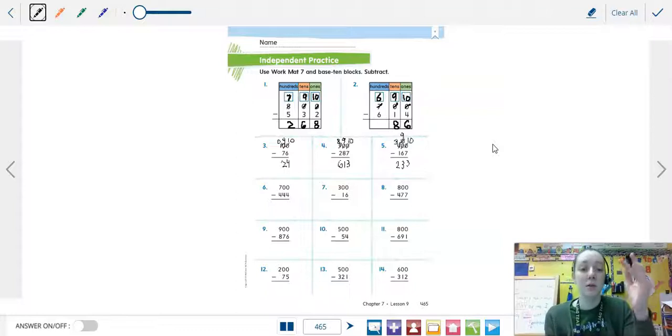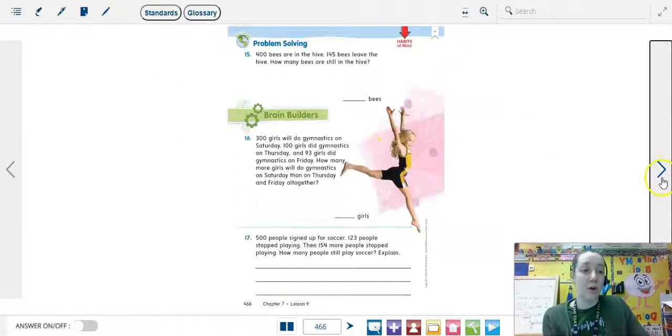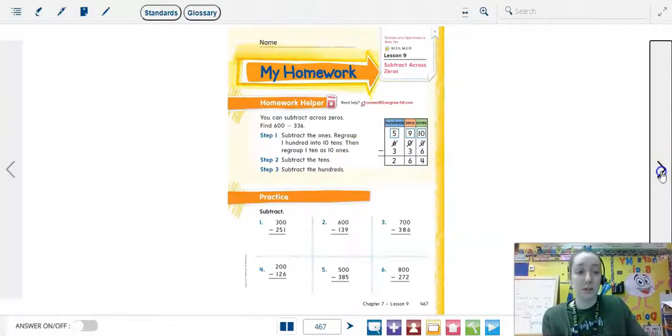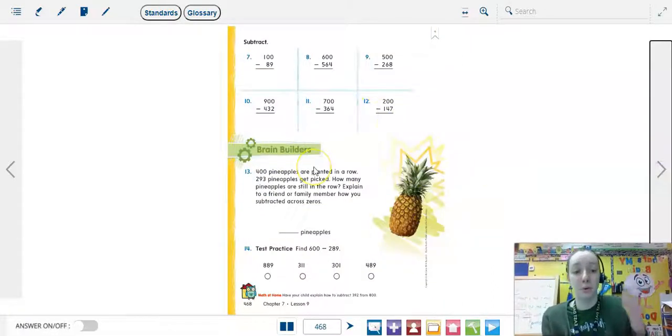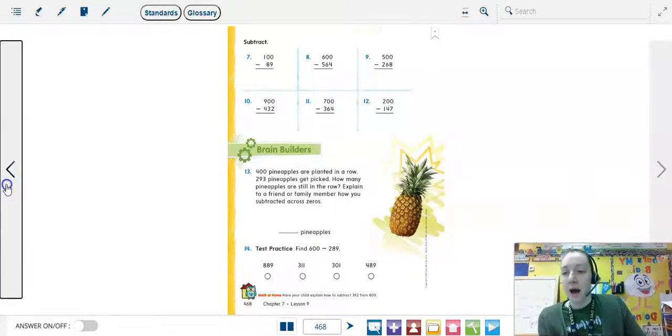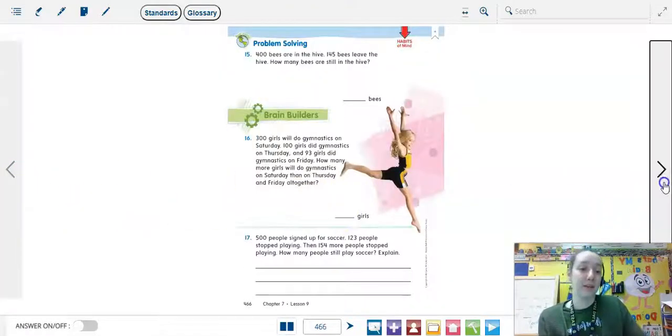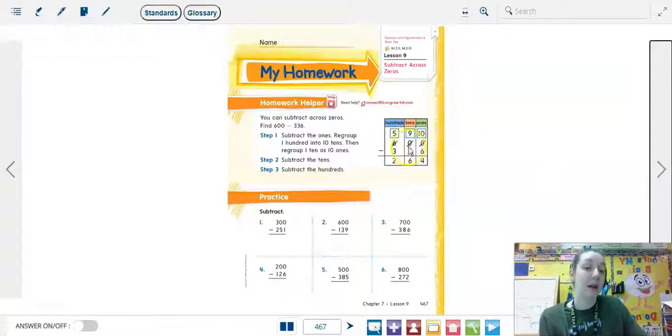So do your best with these, go through practice, and do the brain builders and problem solving as well, and then do your homework pages. And we're going to keep working with this. We're going to work with this, not just today, because it can be a bit tricky. Okay, so give it your best shot. See if you can apply that kind of thinking. So just always think about having 9 tens left over because you're going to give that one group of tens to the ones.